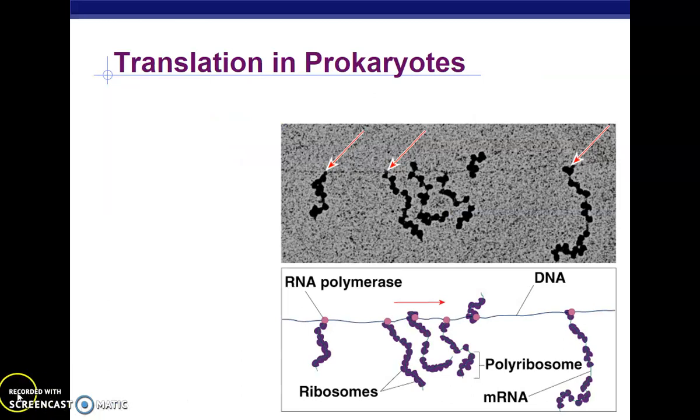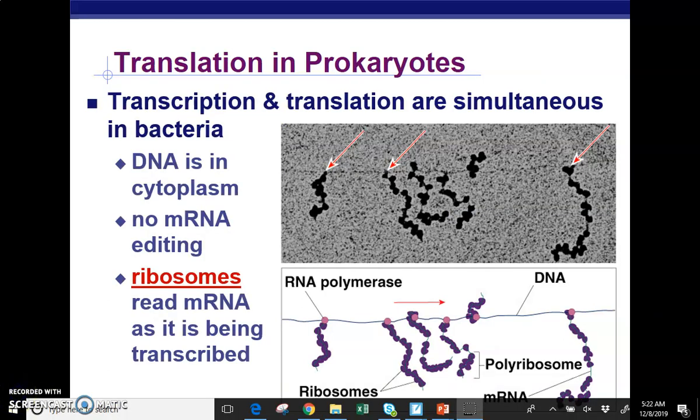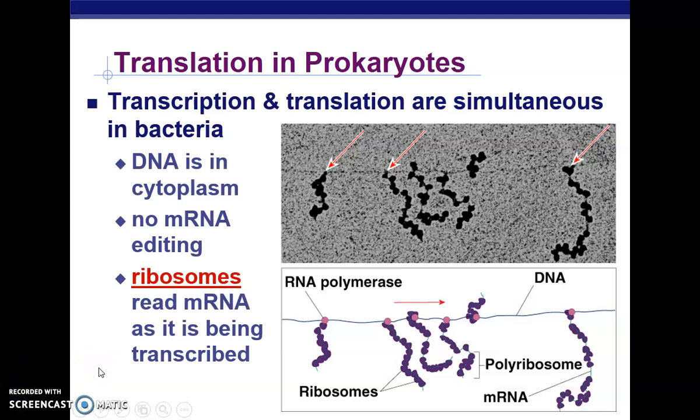Now, another difference that we're going to see in prokaryotes in transcription and translation is that in bacteria, transcription and translation happen simultaneously. The reason why this can happen is that the DNA is in the cytoplasm. So as soon as the DNA is being transcribed, a ribosome can hop on to the mRNA that's coming out as it's being transcribed by RNA polymerase, and it can start translating it before its transcription is even done.